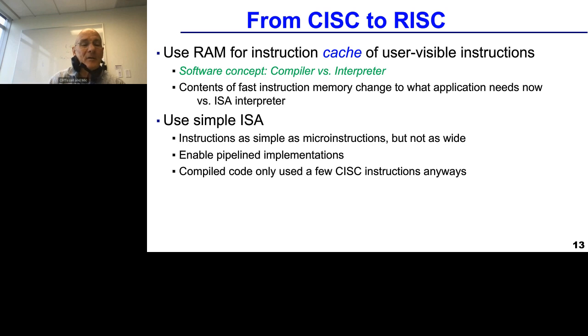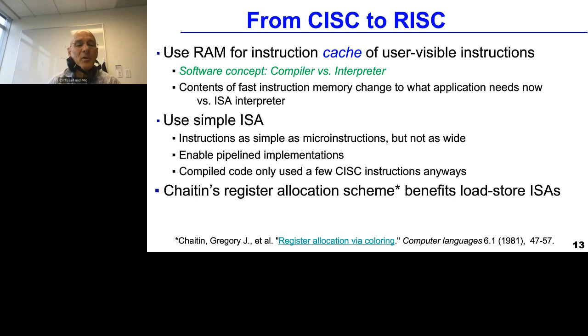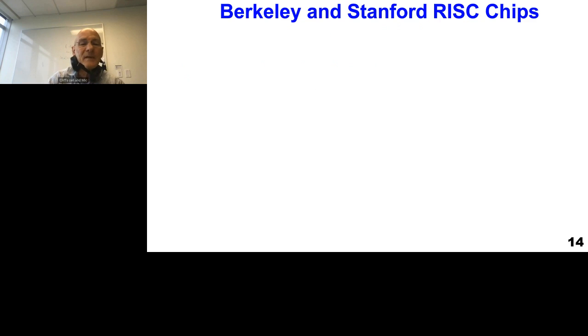And by the way, what are you giving up? Well, those complicated instructions of the RISC architecture weren't used that frequently anyway, so we're giving them up. And then there was a breakthrough by a person at IBM of a compiler improvement that made it much easier to use registers efficiently, which benefited these simple load-store architectures. So this is when the academics entered in, Berkeley and Stanford.